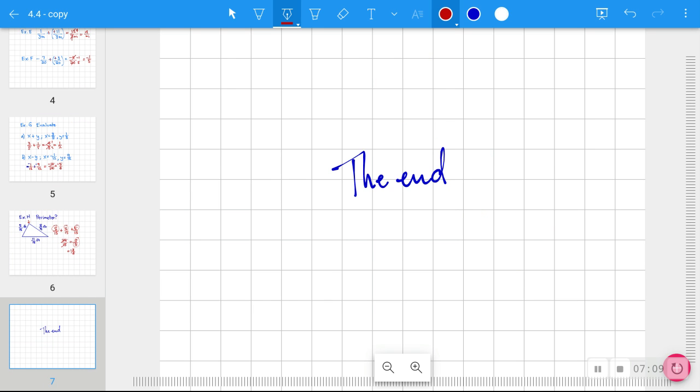Okay, so that's my short little treatment of adding fractions that have the same denominator.